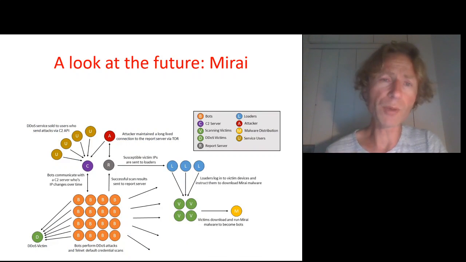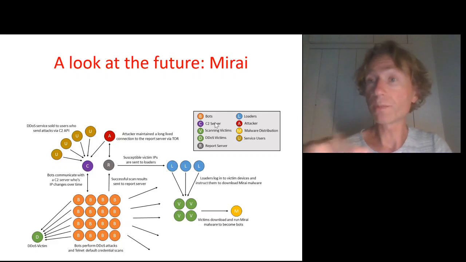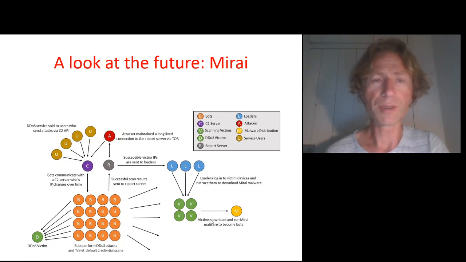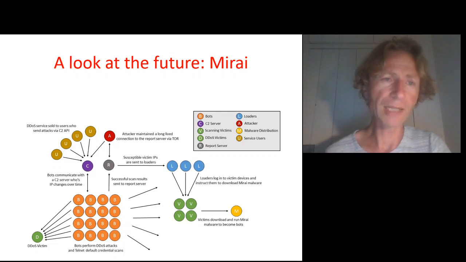Okay. And the way Mirai worked was it was a relatively complex procedure. So there were bots that could actually participate in denial of service attacks. There was a command and control server. So C2 means command and control, sometimes also written as CNC. So it's a command and control server. There were obviously victims. So there was a denial of service victim here. There were victims that would be scanned. There was an attacker sitting here. And then there was malware that was distributed to even more victims and so on.